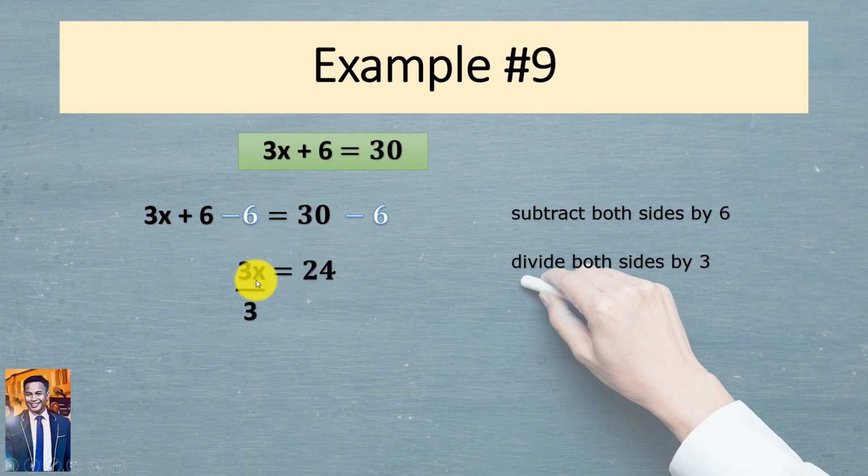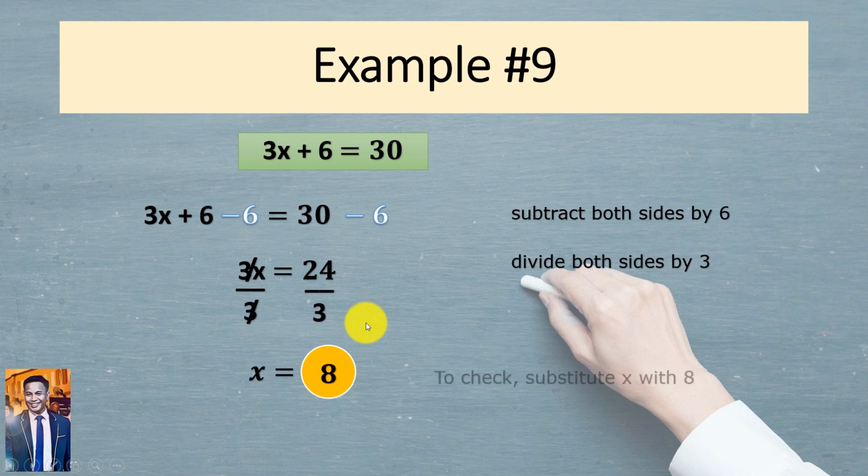Okay? 3x over 3 is equal to 24 over 3. We can cancel out 3 and 3. And that is now 24 divided by 3. X is equal to 8. Okay, 24 divided by 3, that is 8.